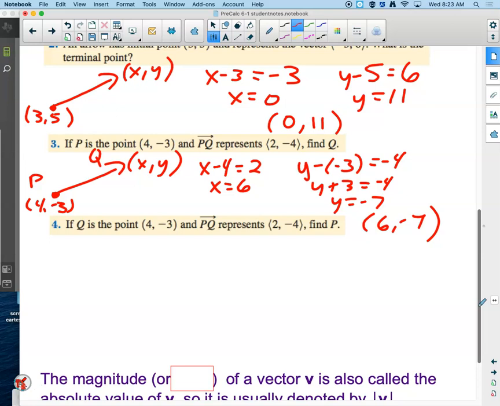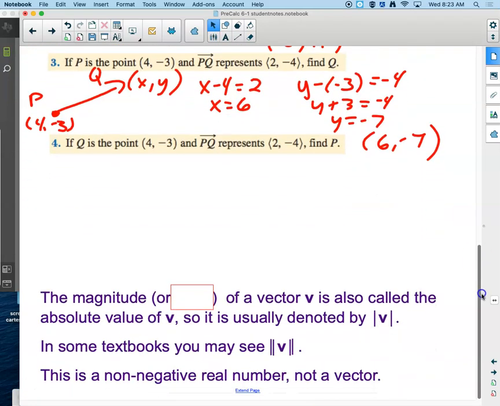Why don't you go ahead and give number 4 a try, because I know you were a little bit ahead of me on this last one anyway. So go ahead and try number 4.